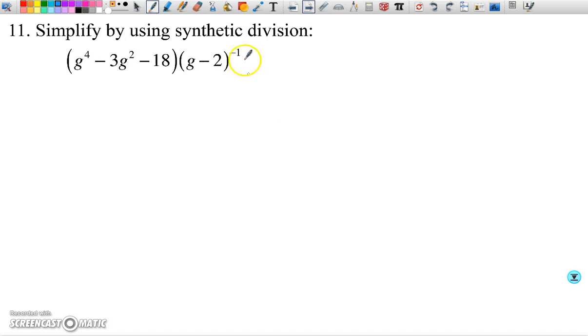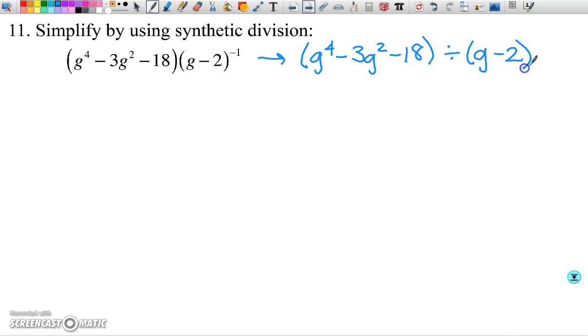Now, in the next one, we're going to do synthetic division. So remember that this thing right here just means you're dividing. So all we're doing is g to the 4th minus 3g squared minus 18 divided by g minus 2. So since g minus 2 is the factor, that means a positive 2 is our 0. So that goes in our box here. So we need a g to the 4th, we need a g cubed, we need a g squared, a g, and then a constant. So we need a spot for everything, even if it isn't already here.